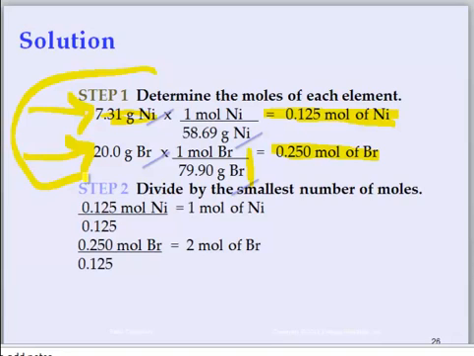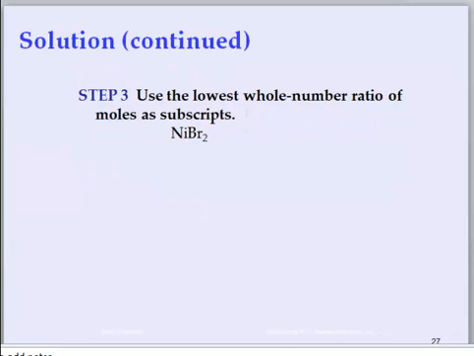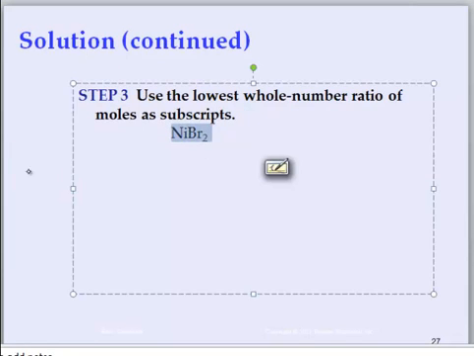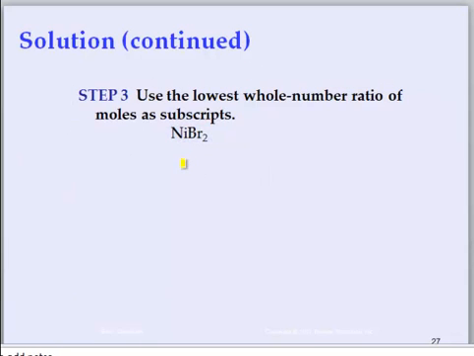The second part would be to now divide that by the lowest of the two. So 0.125 is the lower value, so I divide both of them by the lower value. So notice up here, I'm dividing this by the lower value. That will give me 1:2. Once you have the moles of nickel, then you can use the lowest whole number to represent that as a subscript. So the subscript of nickel, since we had 1 for nickel, we left it at Ni, and Br would be 2.